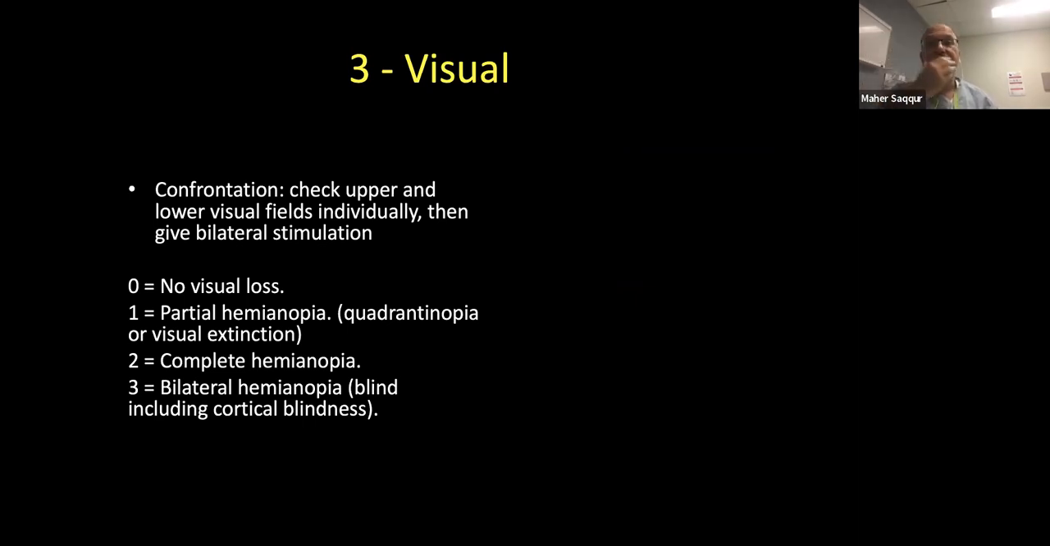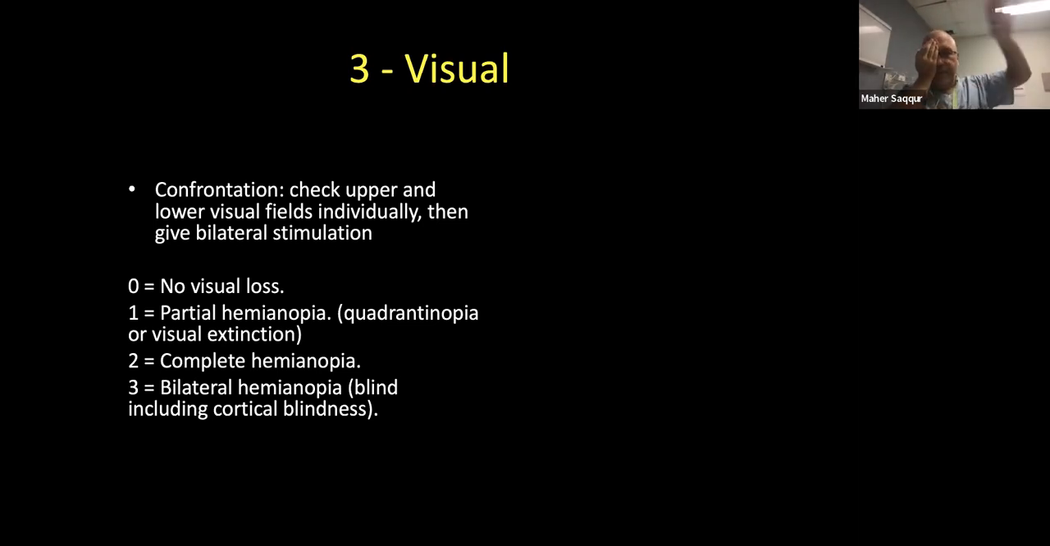Item 3 is vision, visual testing. And the way Dr. Ziad explained it like 2 weeks ago, you have the visual confrontation. Close one of your eyes. Tell me how many fingers do you see? How many fingers do you see?